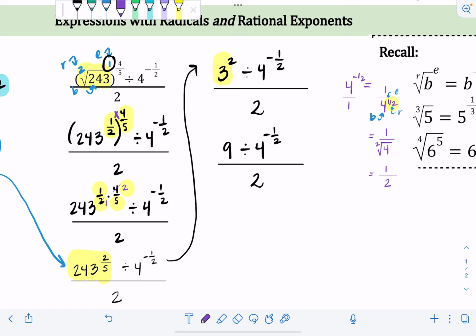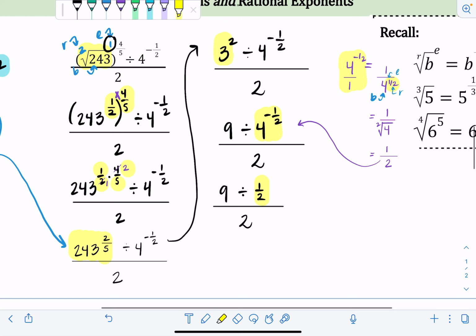And then I have that 1 in the numerator. So we took that 4 to the negative 1/2, popped it out here to simplify it and keep it a little bit cleaner, and it simplified to 1/2. So I'm going to replace that 4 to the negative 1/2 power with just 1/2. So it's going to be 9 divided by 1/2, over 2. The 4 to the negative 1/2 just got replaced with 1/2 because that's what we simplified it to on the right side.